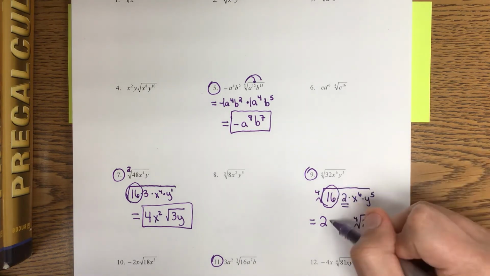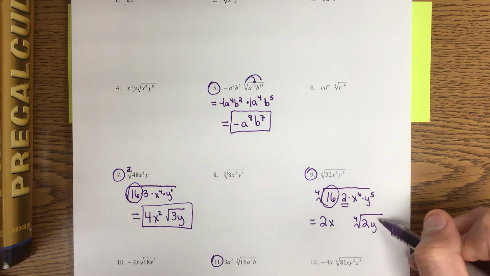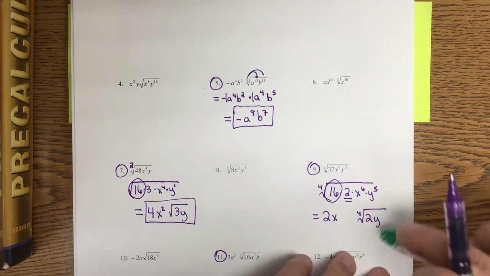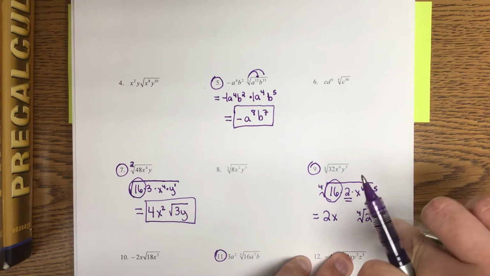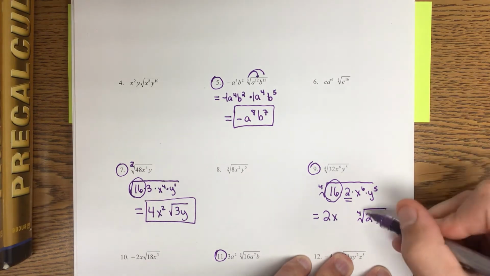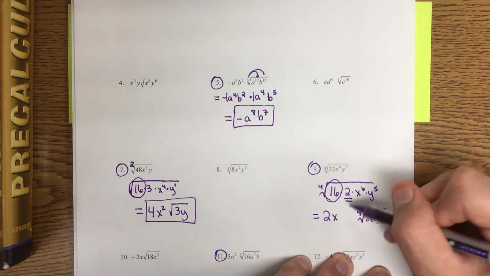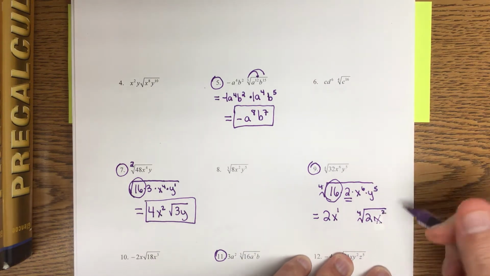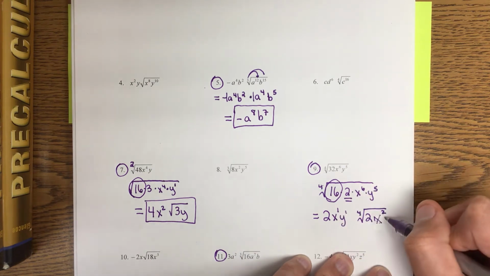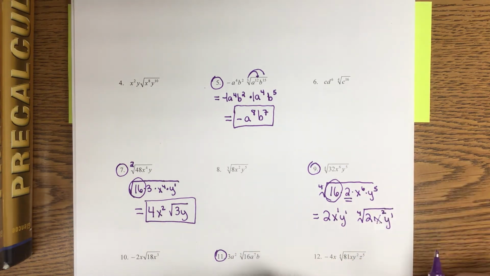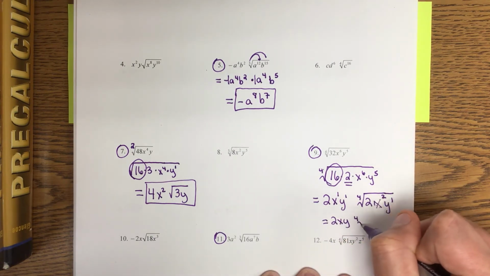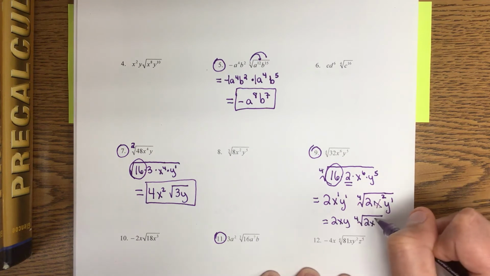4 goes into 6 once with 2 left over. And that should be an x. Okay, we'll just call that fixed. There we go. So x, and then, 4 goes into 6 once with 2 left over. And then 4 goes into 5 once with 1 left over. So I'm going to rewrite this answer so it looks a little bit better. This would be 2xy, 4th root, 2x squared y.